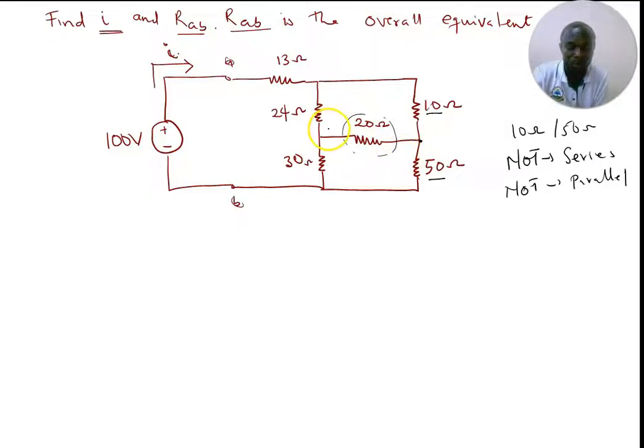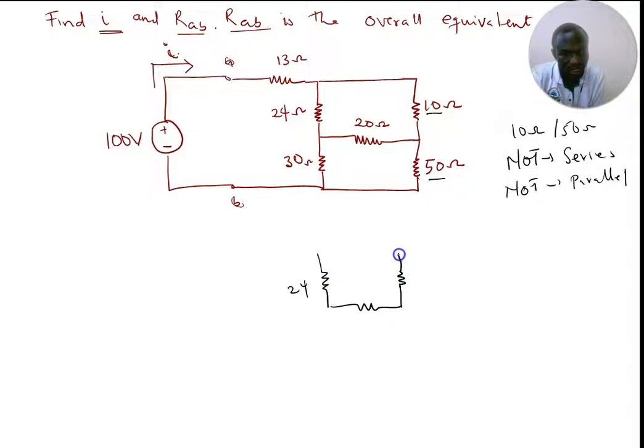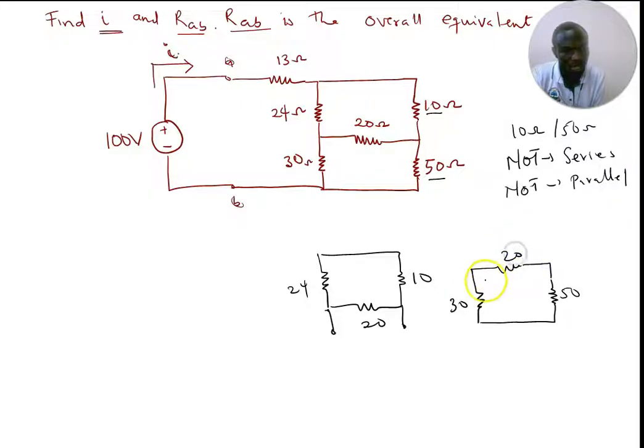So we have two delta connections here. We have the first one to be the 40, that's the 24, and the 10, and the 20. It's a delta connected circuit. Or I can also choose to say that the 30 ohms, the 50 ohms, and the 20 ohms are also in delta connection.